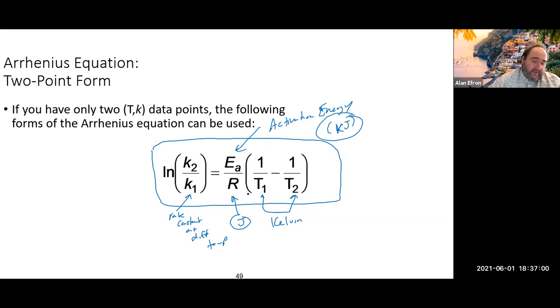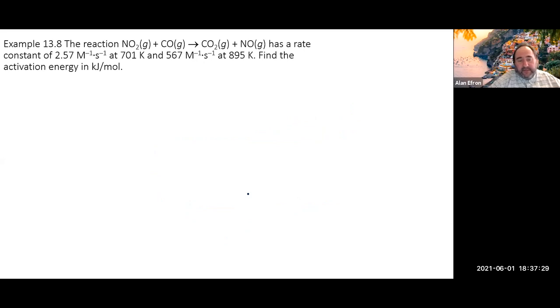But this allows you, if you know two rate constants and the two temperatures they're associated with, to figure out the activation energy mathematically without graphing. If you know the activation energy, two rate constants and one temperature, you can figure out what the other temperature would be, and vice versa. If you know the activation energy, two temperatures and one rate constant, you can figure out what the other rate constant would be. So it's a useful equation that lets you mathematically determine these things. So why don't you try one here and see what you come up with.